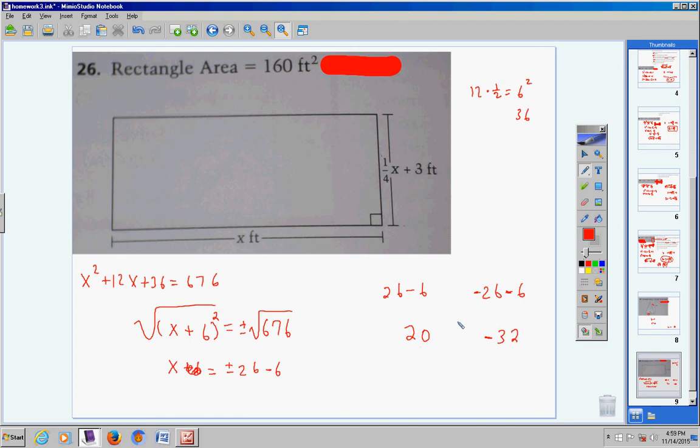Sometimes you can have a negative answer, but let's look at the problem. The length is x, so that means the length is negative 32. That's not possible. So right away I can discard this answer. So x is 20, so my length is 20. Over here I have put 20 for x right here. 1/4 times 20 is 5. 5 plus 3 is 8. So my width has to be 8. So my dimensions are 8 by 20 or 20 by 8. And by the way, that makes sense because if you take 20 times 8, you get 160. And the area is supposed to be 160.